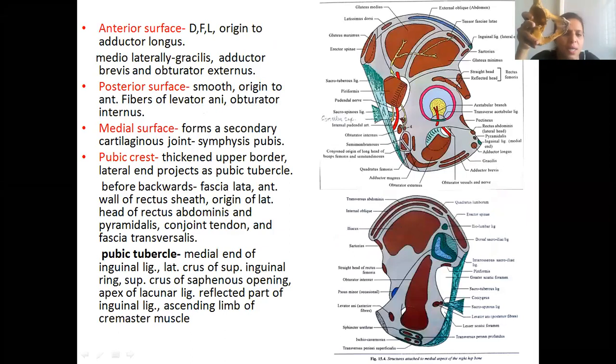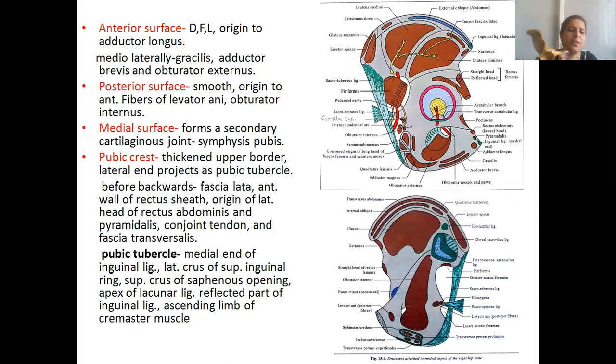What are the various surfaces? Let me discuss this pubic crest first. This is the thickened upper border, and the lateral end of it is projecting. Where I kept my finger, that is the pubic tubercle. That's what I want you to remember.